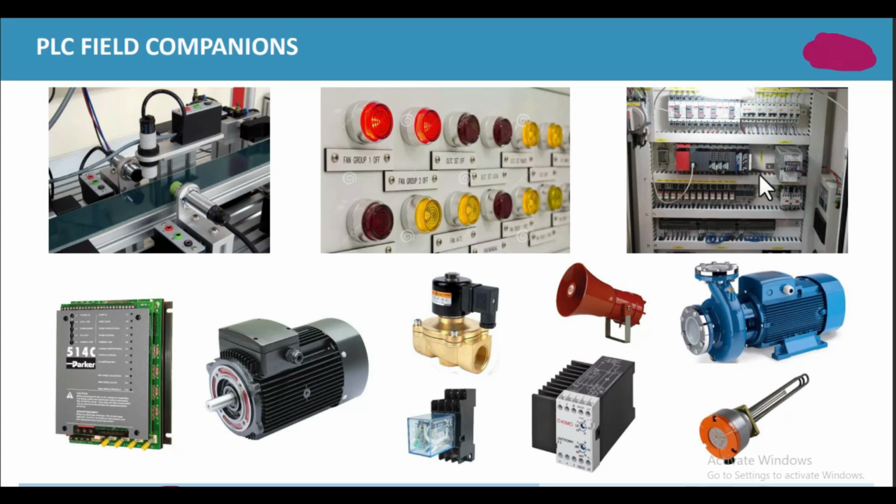This is the panel box which is used to control these lights and this process in the field. These are different kinds of tools, different kinds of equipment available. This is the motor, maybe DC or AC motor. This is the solenoid valve. This is the relay, contactor. This is the speaker. This is again a motor. This is the sensor, and this is maybe a frequency drive to control the frequency or speed of a motor.